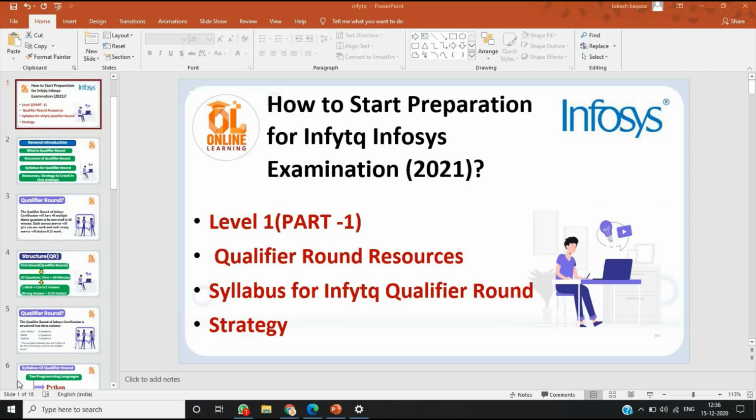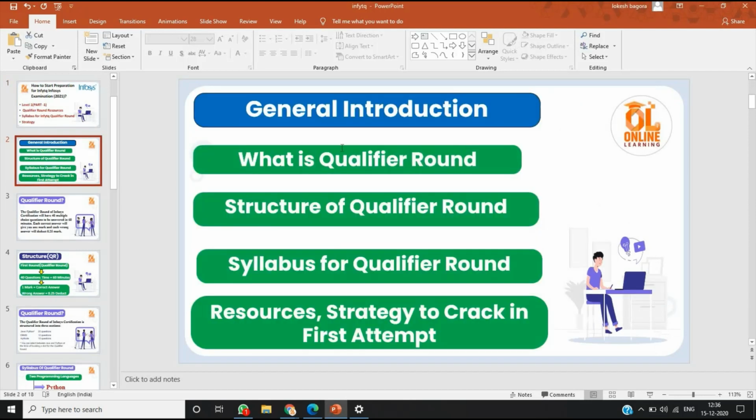Firstly, I start with a general introduction: what the qualifier round is, the structure of the qualifier round, the syllabus for the qualifier round, resources, and strategy to crack it in the first attempt. I also talk about the pattern of the qualifier round exam and how it can be categorized into different sections. I am also talking about the cutoff criteria for the qualifier round, which is an important discussion in this video because at the time of result, Infosys does not release the particular score. So what is the selection criteria for the qualifier round? We discuss that later. So here is the first slide.